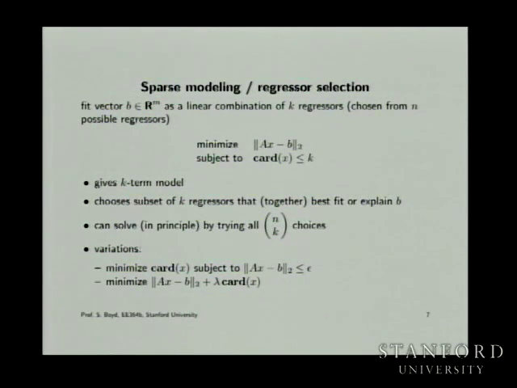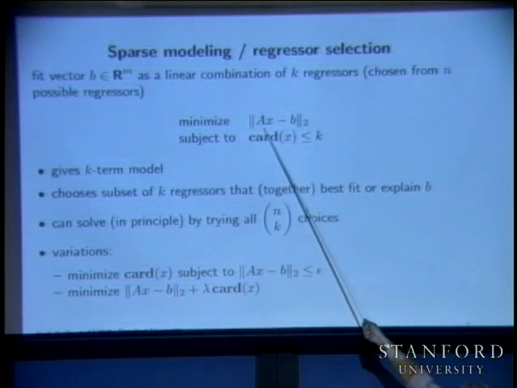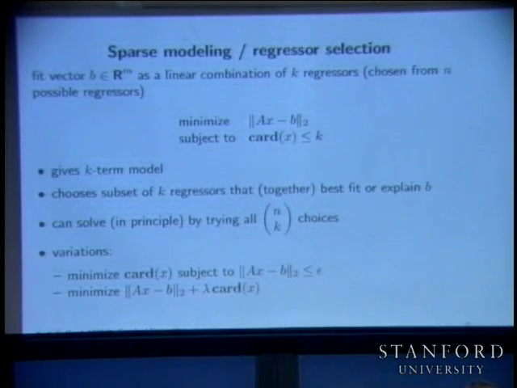It basically says the following. Oh, this would be a simple one. This says choose k columns of A to get the best fit with B. That's a k-term model. And again, here you could do this by simply enumerating all n choose k choices. This quickly gets out of hand if k is more than a handful and n is big, and so on and so forth. The variations would be, choose me the minimum number of columns which allows me to get a good fit.